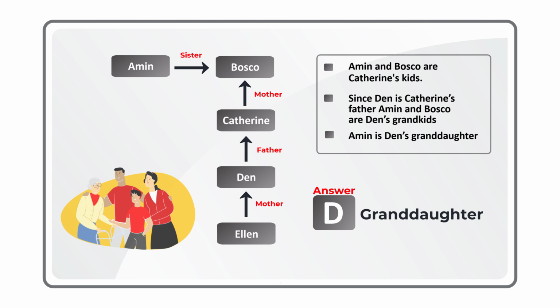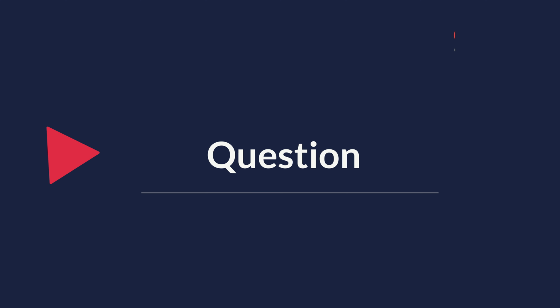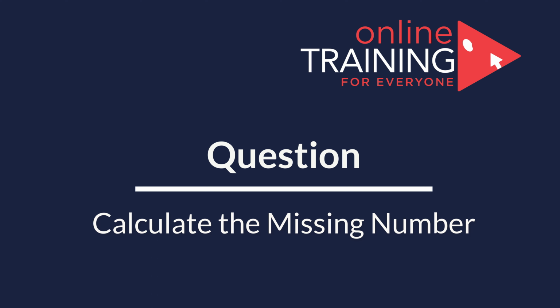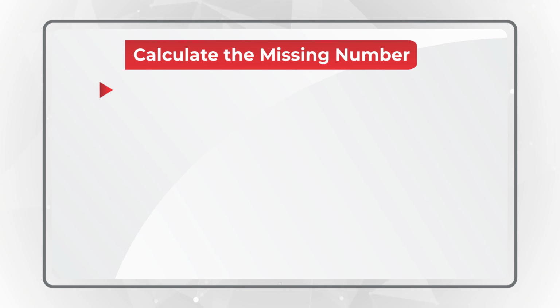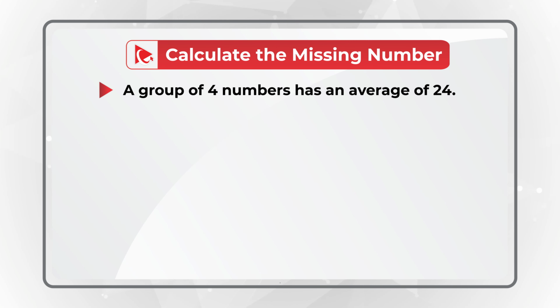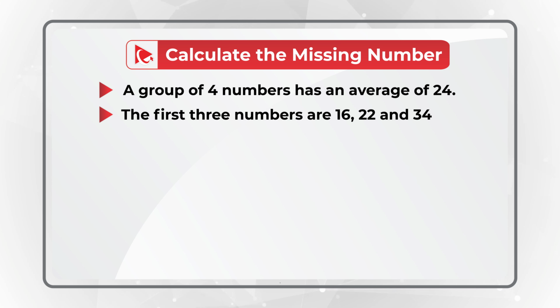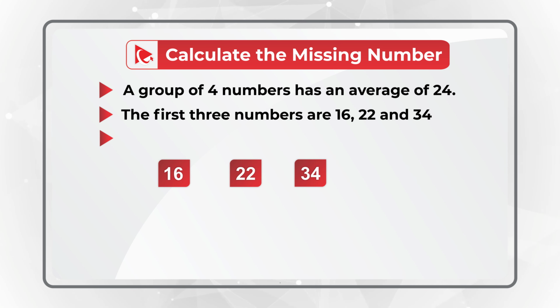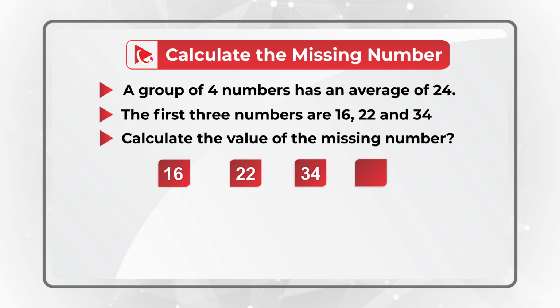Hopefully you've nailed this question and now know how to diagram and solve similar problems on the test. Here's one of my favorite questions where you need to do mental math calculations. You're presented with the group of 4 numbers. And this group has an average of 24. The first 3 numbers are 16, 22, and 34. You need to calculate the value of the missing number, which is represented as the question mark.